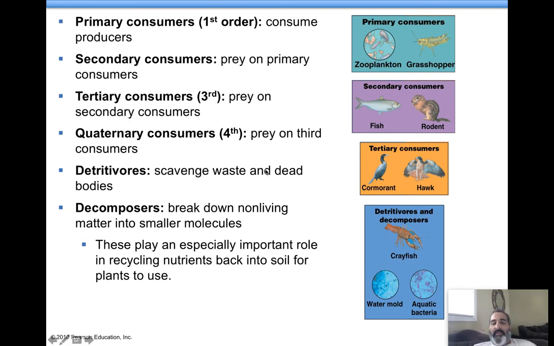All right. Detritivores, things that scavenge waste and dead bodies. Detritivores are things that eat dead things. Decomposers, these are the bacteria and the fungus, and they break down tissue. These are the recyclers of the environment, basically. Your detritivores are your scavengers. Decomposers, you will not see them usually on a food web, nor detritivores, because they're just not usually shown on there because they'll eat anything, basically.